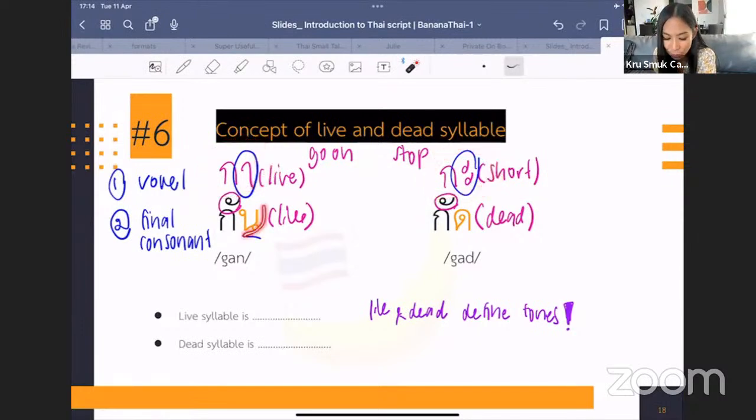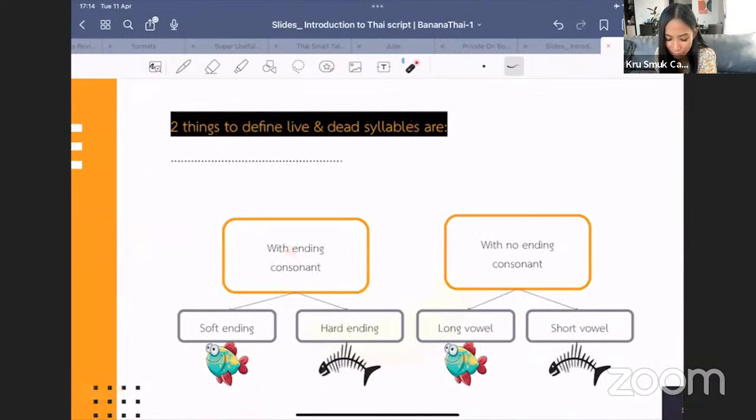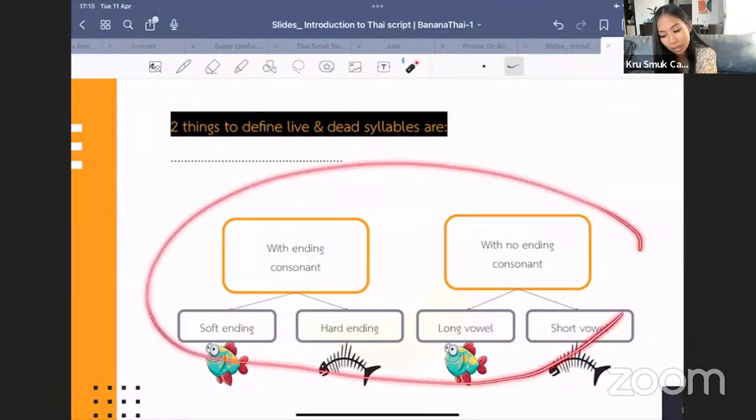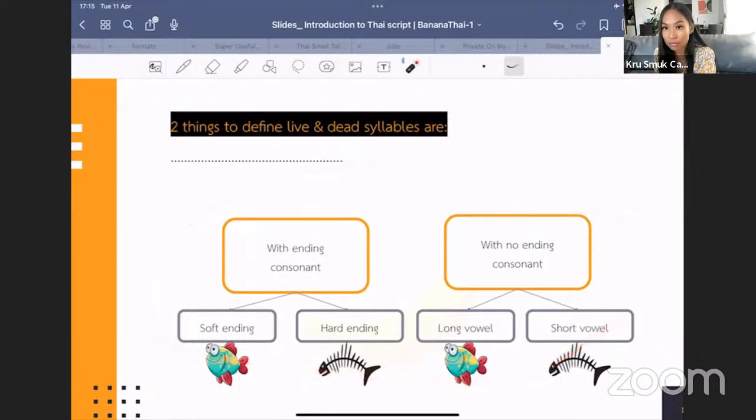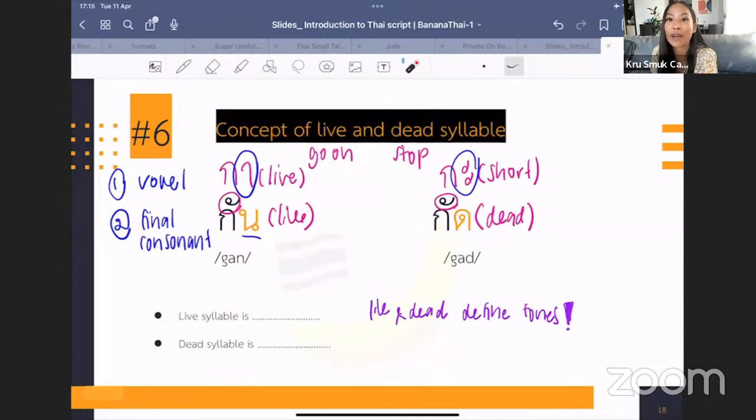But if these two words have an ending consonant, look at the ending consonant first. Okay. So first look at the ending consonant, and then you can look at the vowel, and then you can define. This one, I'm not going to go through it. This will be in one of your lessons later, to define the live and dead. But I think this concept is already good enough for you for now.